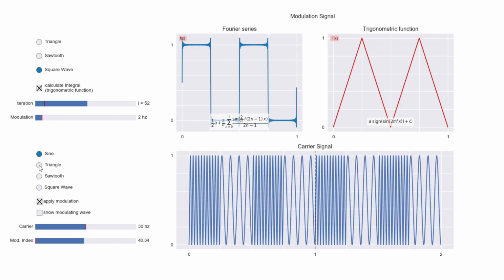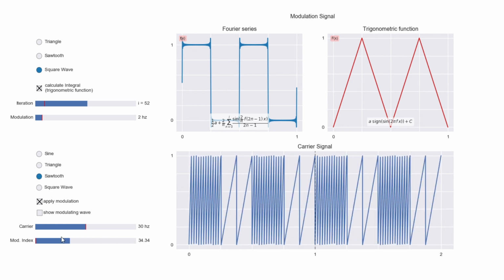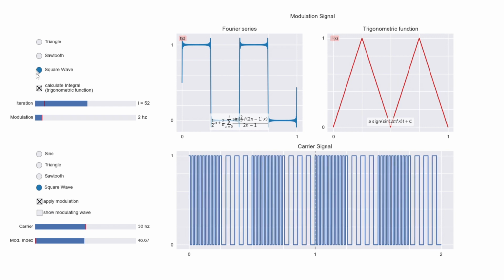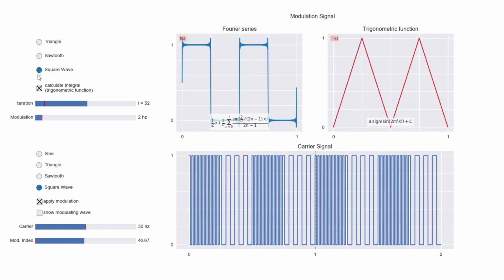Now we will change the carrier wave to a triangle wave, and to a sawtooth wave, and to the square wave. And we can also show our modulating wave.